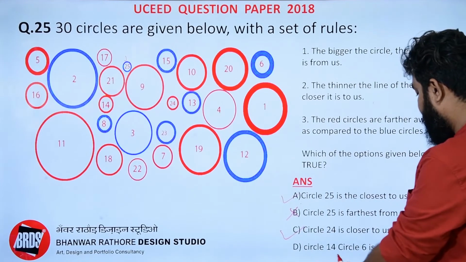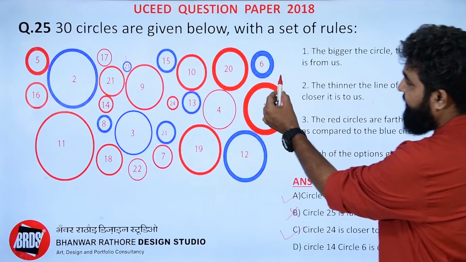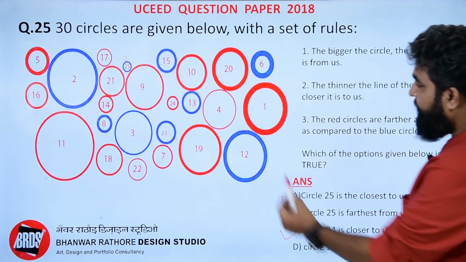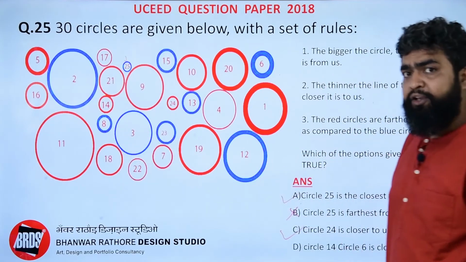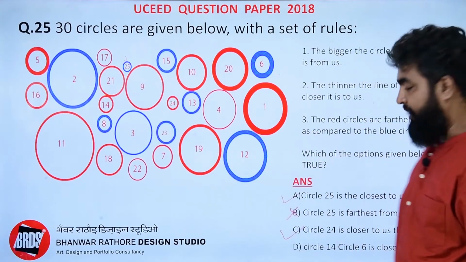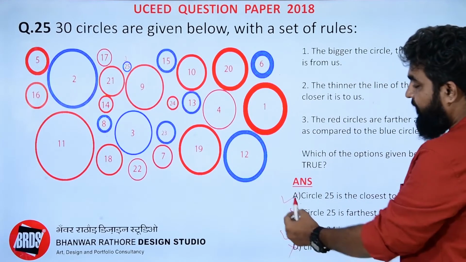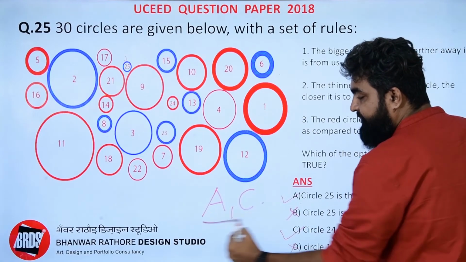And then circle 14, circle 6 is closer to us than circle 8. Circle 6 and circle 14 is closer to us than 8, which is again not right because 8 is the smallest and thinnest and it is in blue as well. So D is also not right. So the correct answers for us in this will be A and C.